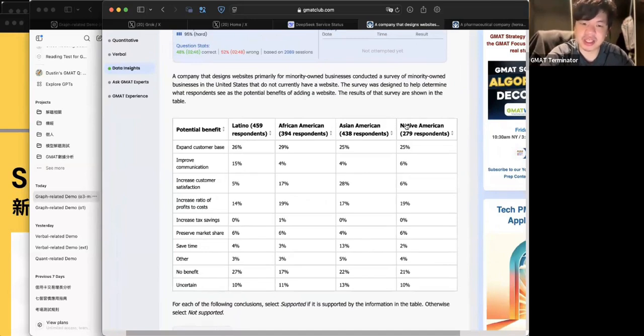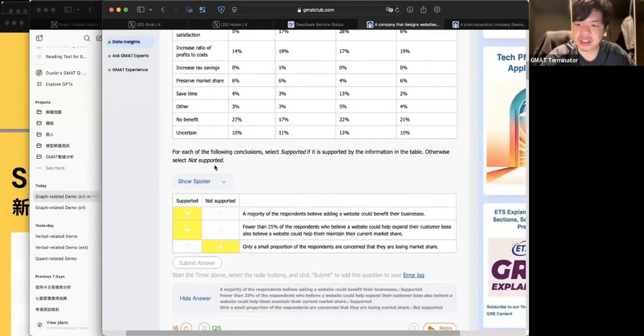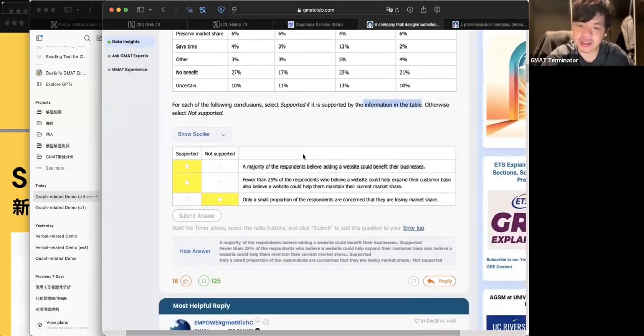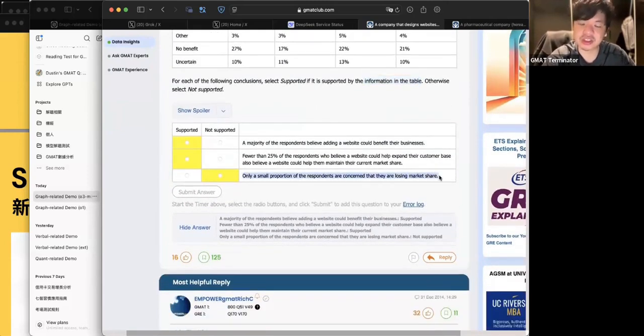For example, the website can help them expand their customer base, it can help them improve communication, and it can help increase customer satisfaction. Then they conducted a survey to see the proportions in these areas. Now, the question is asking us, for the following 3 conclusions, if the information in the article can support them, then choose supported. If not, then it's not supporting. Now, let's take a look. Here it says, here comes the question.